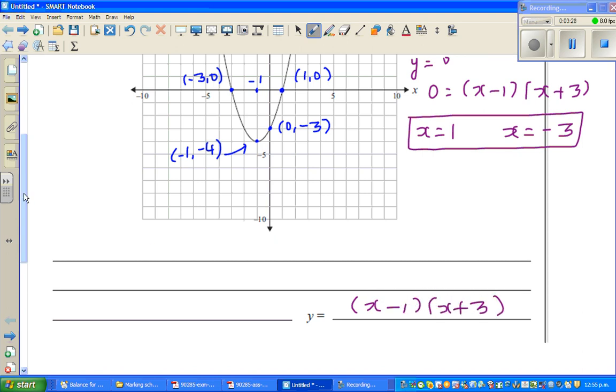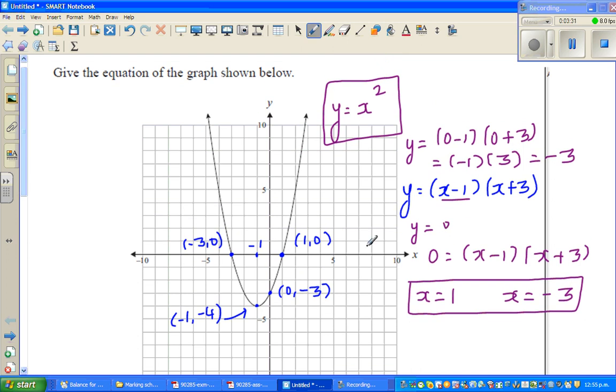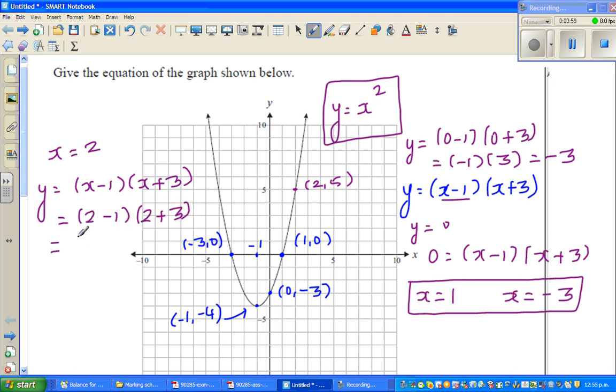Let's check one more step. When x is 2, y seems to be 5, so this is the point 2, 5. Let us put 2 into the equation y equals x minus 1 times x plus 3. This is 2 minus 1 times 2 plus 3, which is 1 times 5. So y is 5, and that does tally. My guess is right, so the equation is y equals x minus 1 times x plus 3.